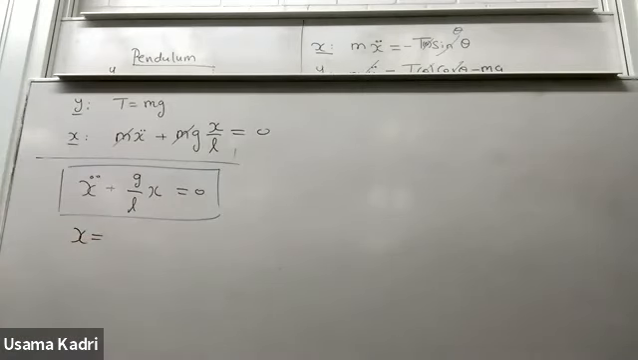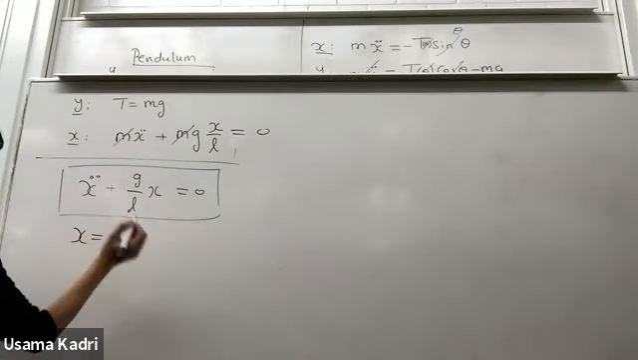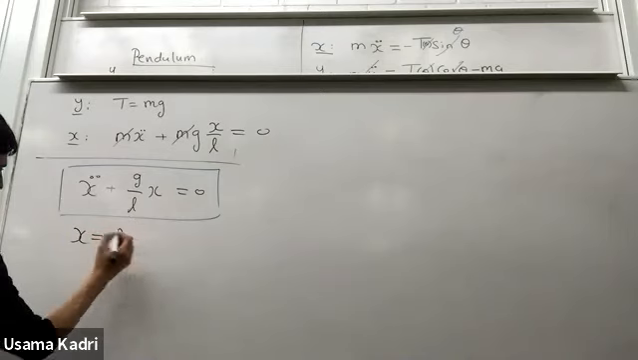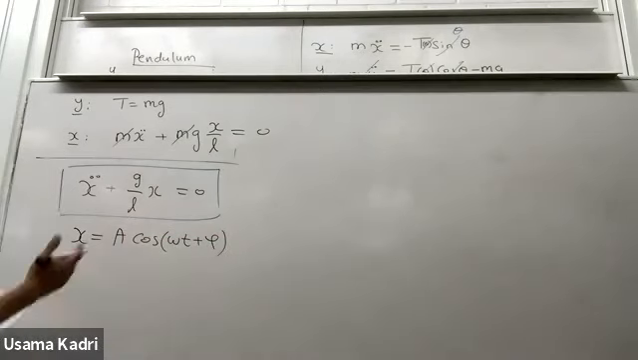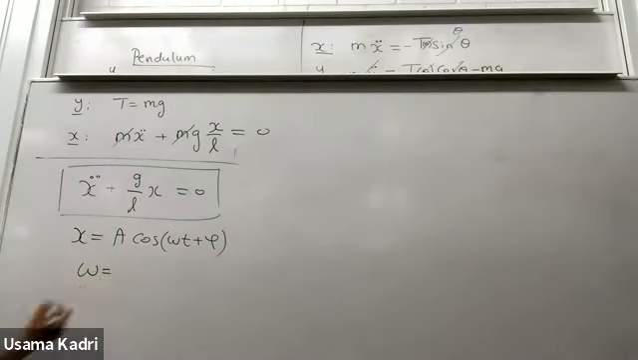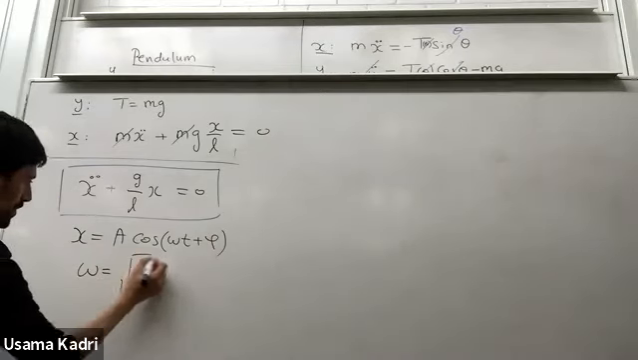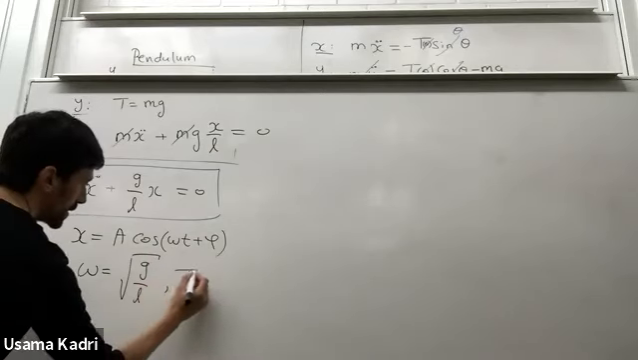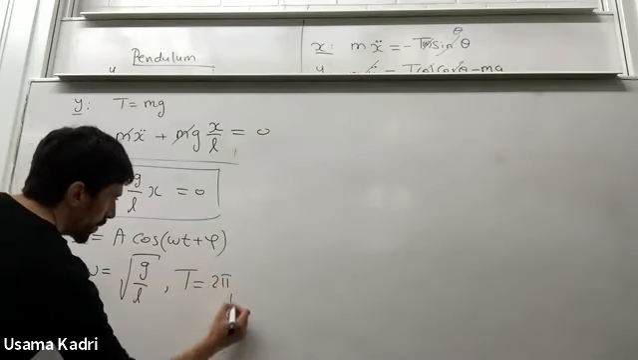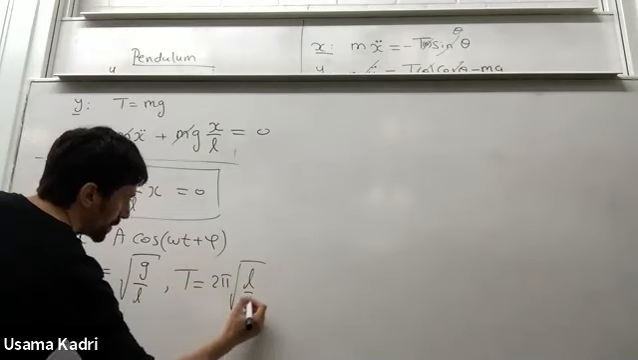It's already x equals some x0 or A, the amplitude, cosine omega t plus phi. This is the solution, and we know that it works. However, omega here is the square root of g over L. And T, the period, is 2 pi square root of L over g.